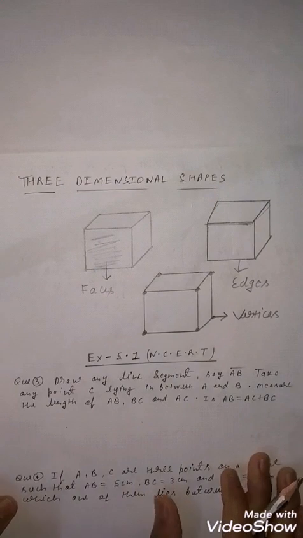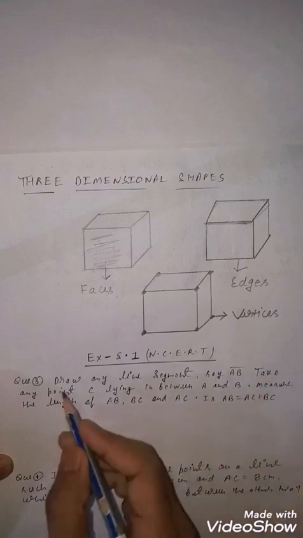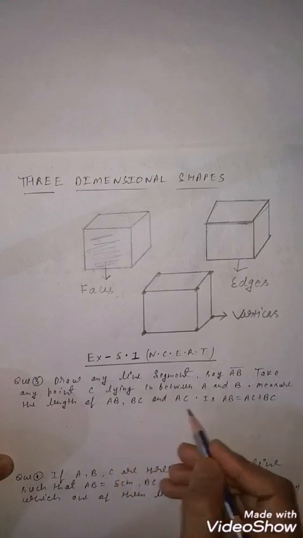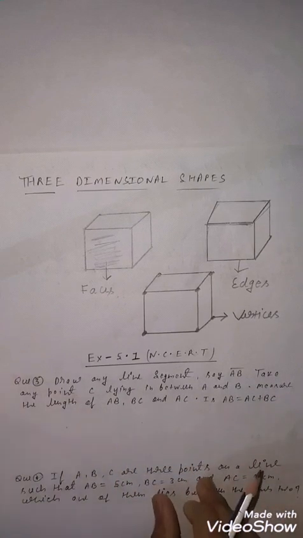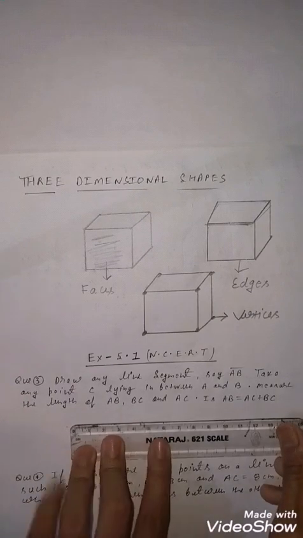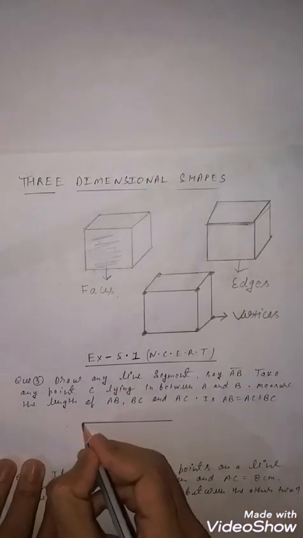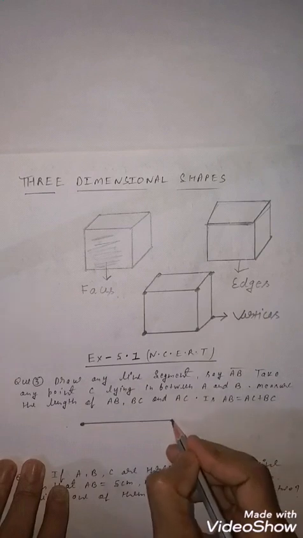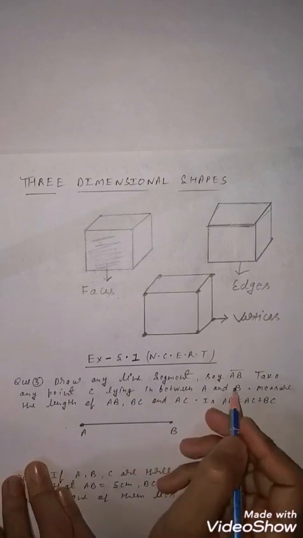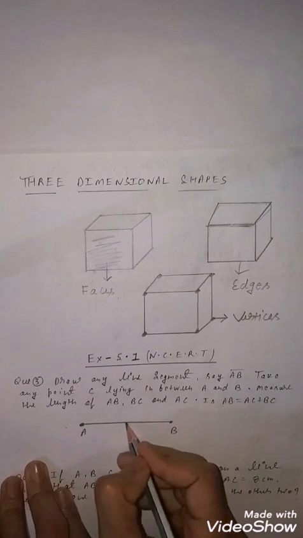Now come to the question, that is exercise 5.1 NCERT. What is given? Draw any line segment, say AB, take a point C lying in between A and B, and measure the length of AB, BC and AC. So randomly draw a line and give the name AB. Between A and B means in the middle of A and B.